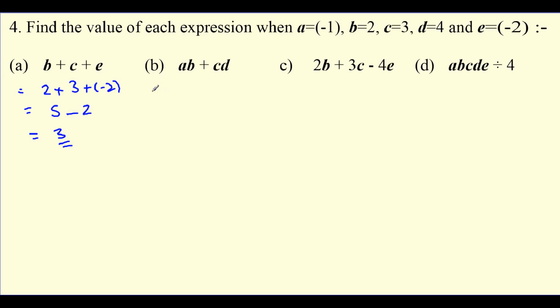Okay, AB plus CD, so that's just going to be A times B, so that's minus 1 times 2, plus C times D, which is 3 times 4, so that's going to give us negative 2 plus 12, which is positive 10.